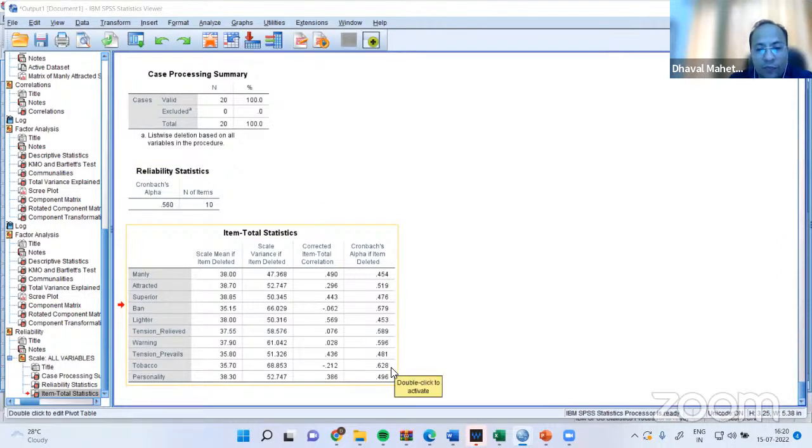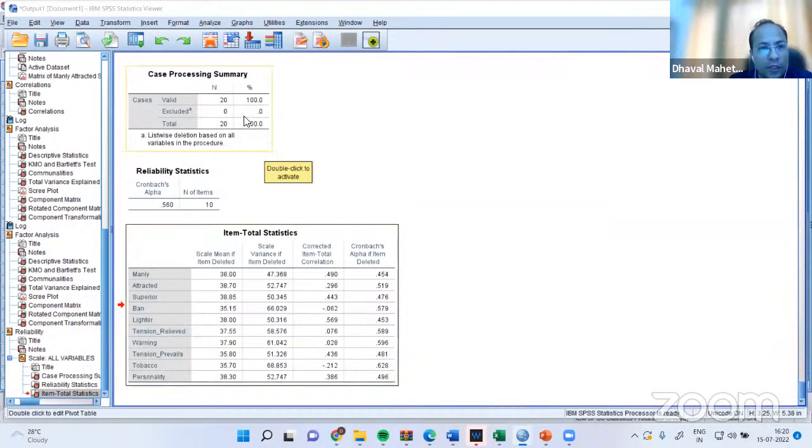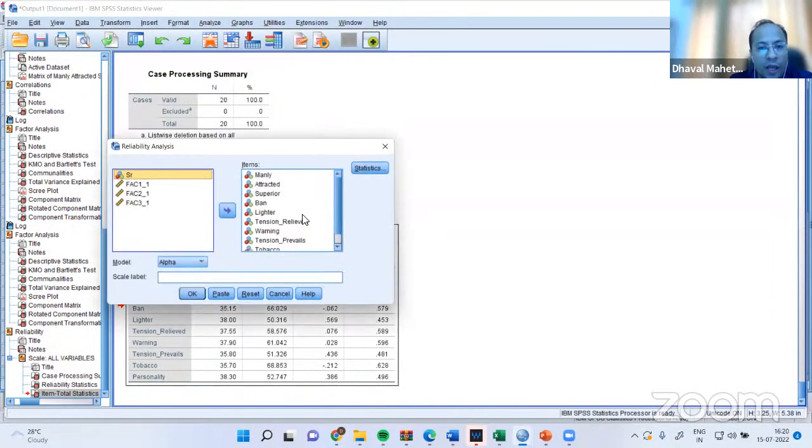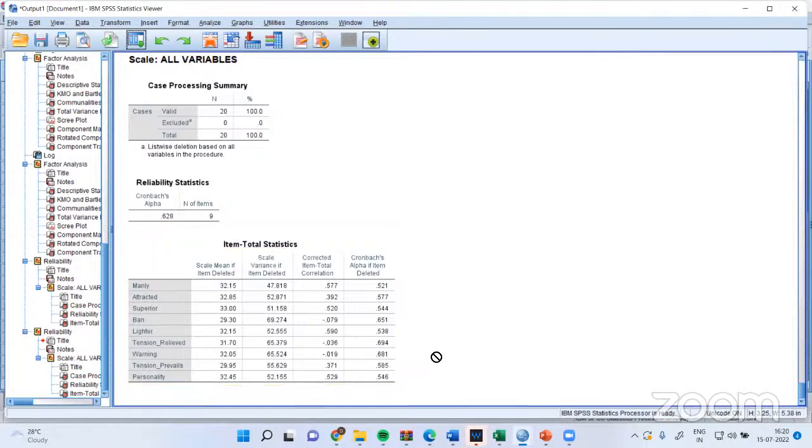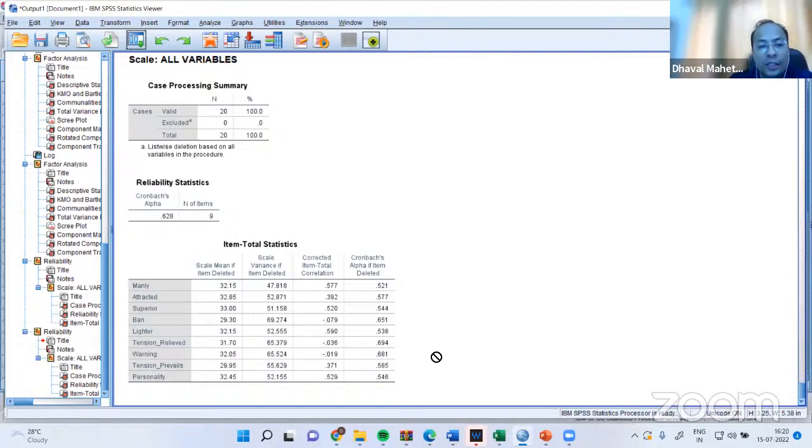See what it says: if you remove tobacco, you will achieve a Cronbach alpha of 0.628. Let us try it. Go back and remove tobacco. Click OK. You can see now Cronbach alpha is 0.628. So when you are having any issues in reliability, you should delete the statements. But if you have fewer statements, be very cautious. Don't go on deleting them, otherwise you will not be able to carry out the factor analysis, and there will be issues in KMO and Bartlett's test. Okay. Is it clear, Dipankar sir?